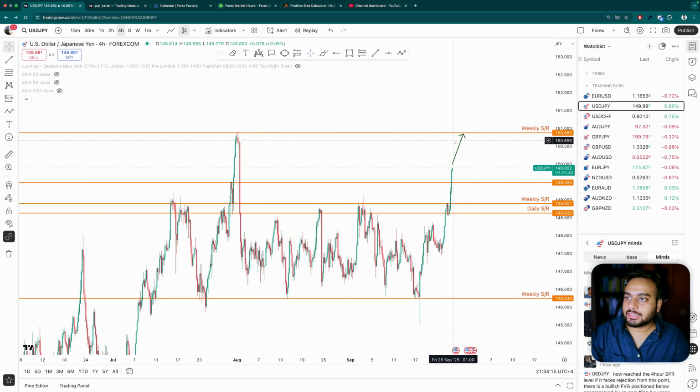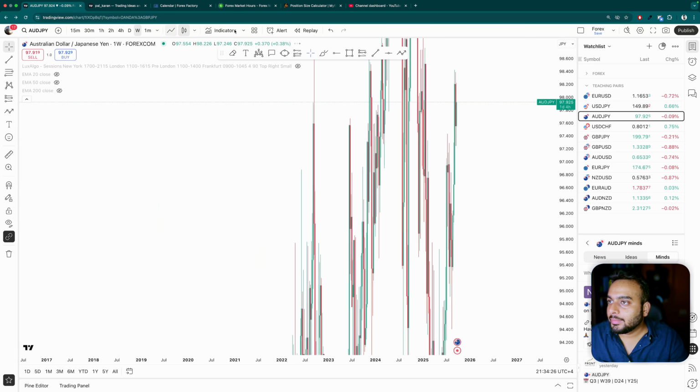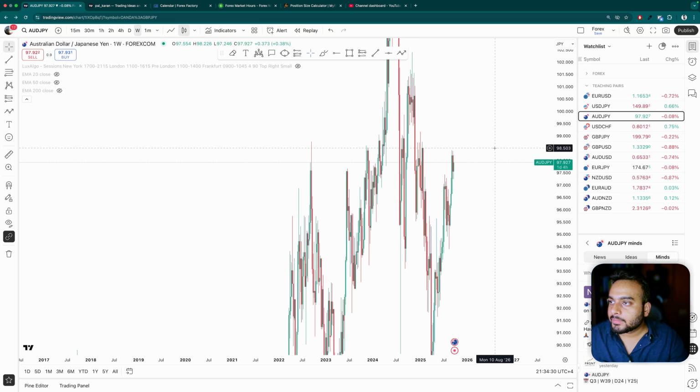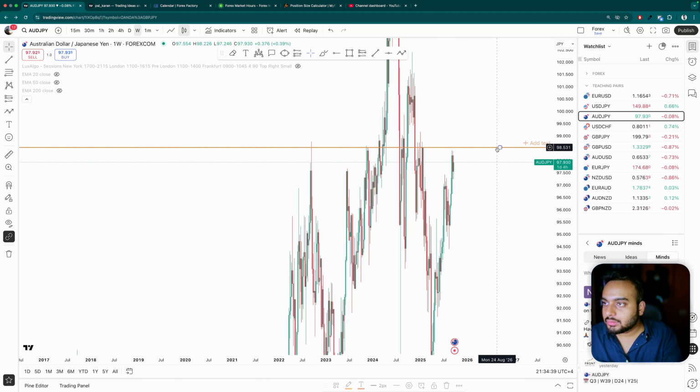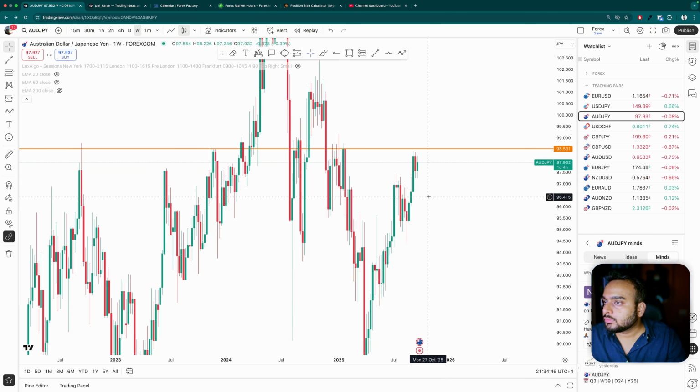Now, let's look at some other pair. Let's go for AUDJPY. We'll start from the weekly time frame. I can move it here, but then it's not a good area. I'll put a line right here.